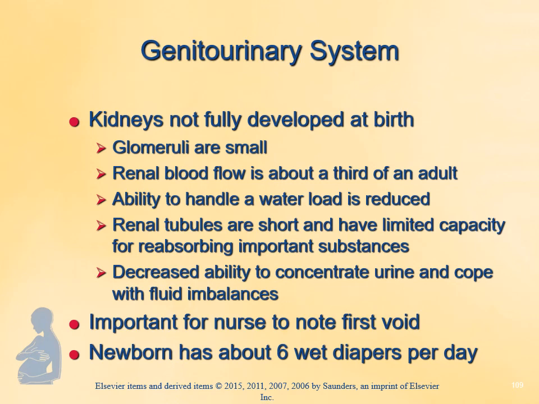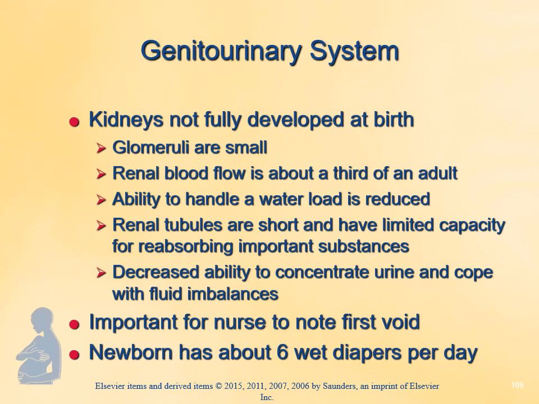As far as their genitourinary system goes, their kidneys are a little immature at birth. Their glomeruli are small, and the renal blood flow is about 1/3 of an adult's. They have a decreased ability to handle an increased water load. And so we want to be careful with too much fluid. That's why it's not recommended to give babies any other fluid other than breast milk. So we don't want to overload them.